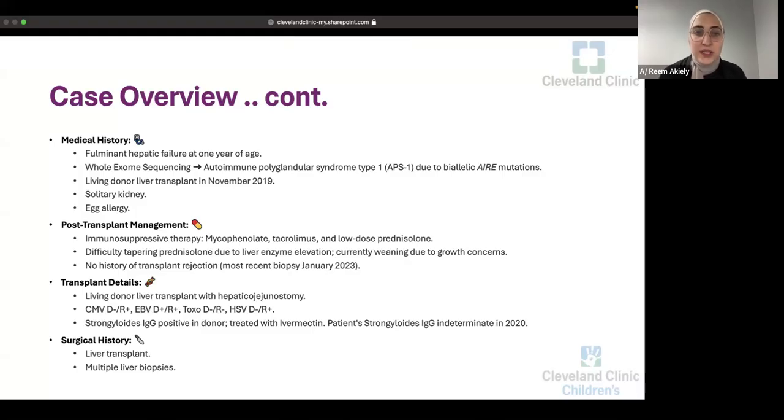Some information about the transplant and serologies. Both the donor and the recipient were EBV positive and toxoplasma negative. However, the donor was CMV negative and HSV negative, while the recipient was positive for both. The donor was noted to be strongyloides IgG positive and had been treated with ivermectin, and the patient's strongyloides IgG was indeterminate in the year following transplant. Besides the liver transplant and the liver biopsies, he did not have any other relevant surgical history to share.